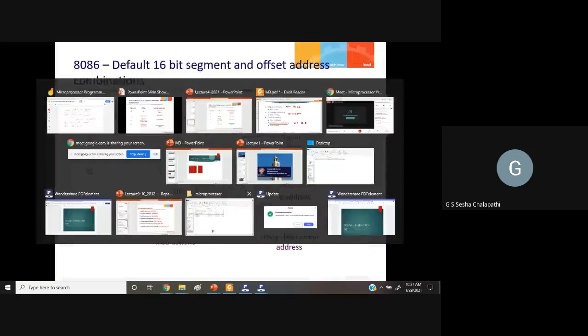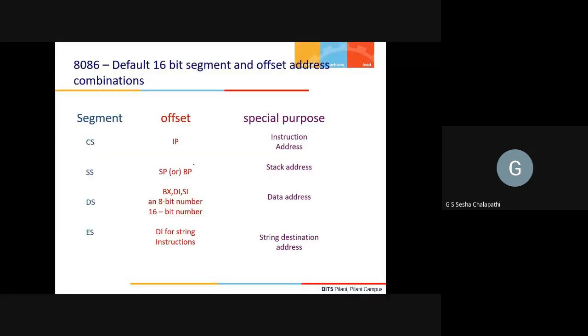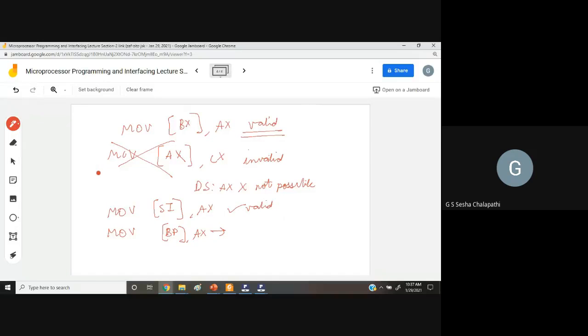Please look at this particular table. BP generally combines with SS, the stack segment register. Therefore, as a result of this instruction, SS:BP will give the memory location, and the contents of this will be changed to AX.